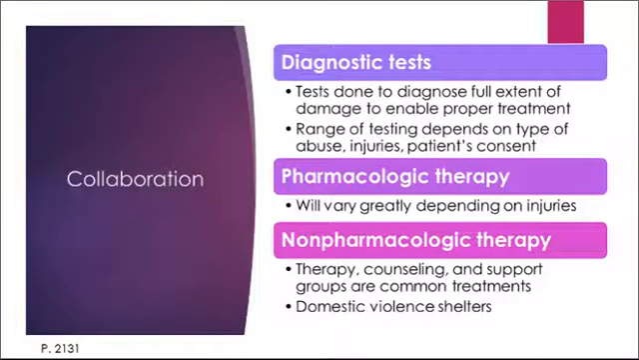Collaboration. Diagnostic tests may include X-rays, MRIs, CAT scans, ultrasounds, DNA swabs for sexual abuse, and tests for sexually transmitted infections. We need to diagnose the depth of injury. Pregnancy test. Pharmacological therapy can be pain meds, sedatives, anti-inflammatories, antibiotics for infections, fluids to correct fluid volume deficits, tetanus boosters, other vaccines, and medications for post-traumatic stress disorder.